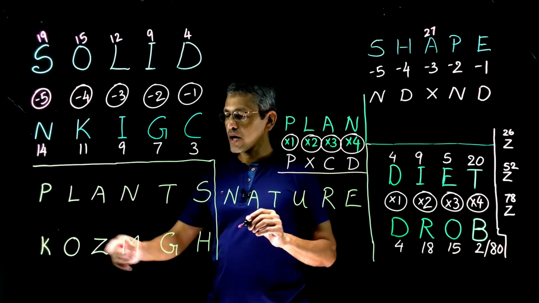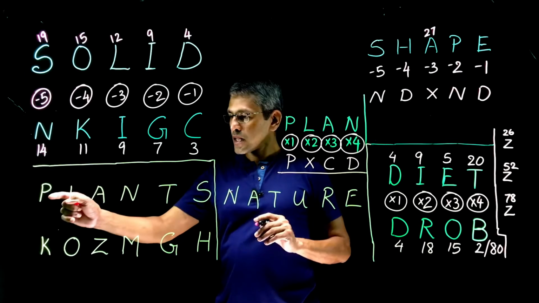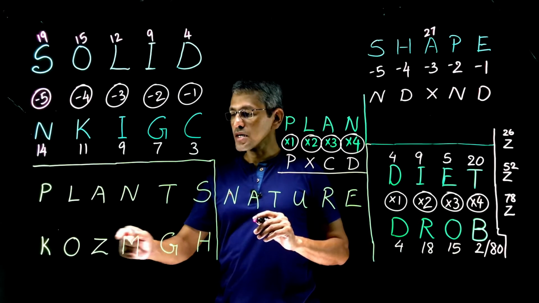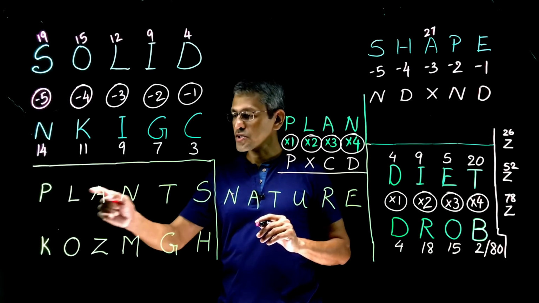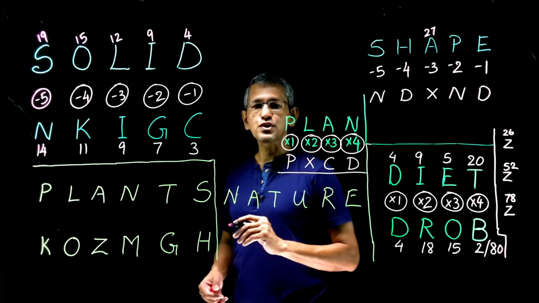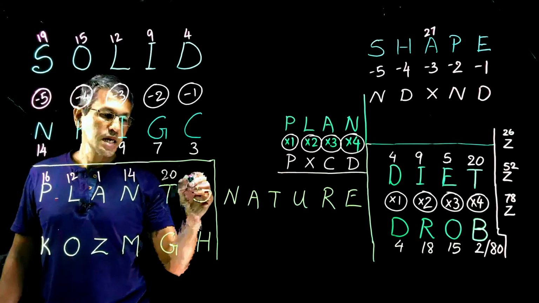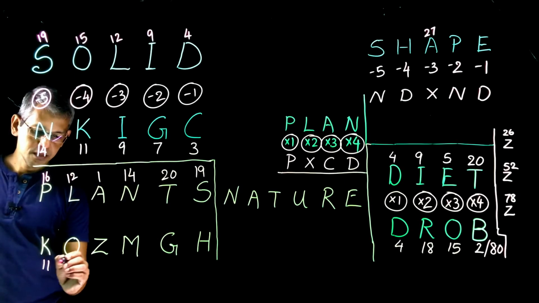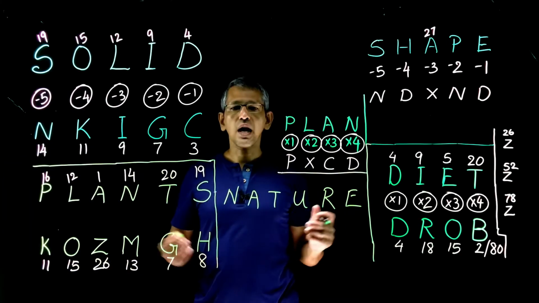Plants is called as KOZMGH. Again, the letters in the word, do we have the same letters here? That means, is it an absolute repetition in the code? It is not. That means we will go for position values. P is 16, L 12, S 19. This one, K. K is 11, O 15, and H is 8. Well, this is what we have in front of us.